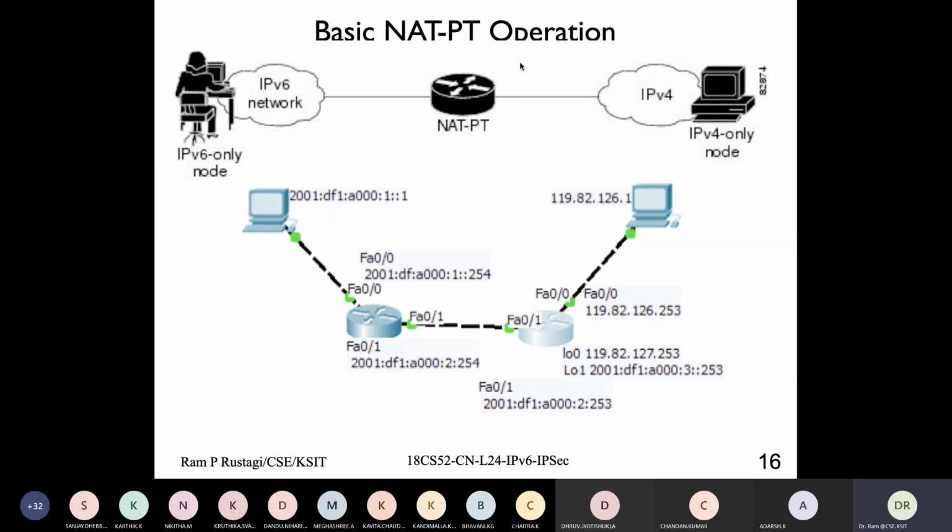As I said again, I'm including it so that I can cover the whole topic of transition, even though I don't see any mention of this in your textbooks. Next subtopic of the current class is called IPSec.